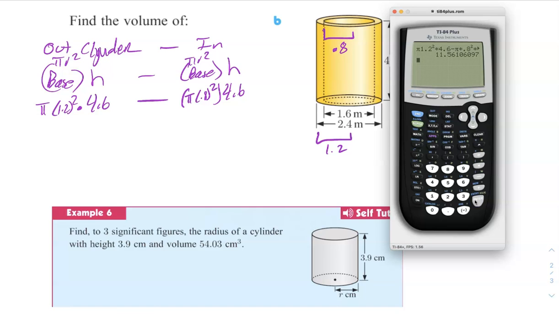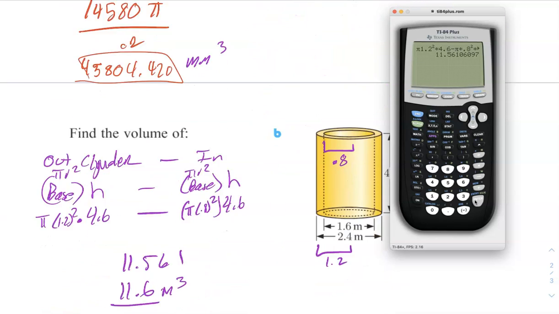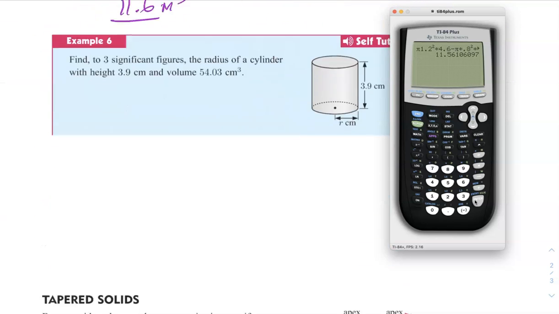And I get 11.561. So this would be one where they would definitely do 3 sig figs. Something like that. Meters cubed. By the way, if we're doing volume, volume is always cubed. Area is squared, volume's cubed. So there's that one.